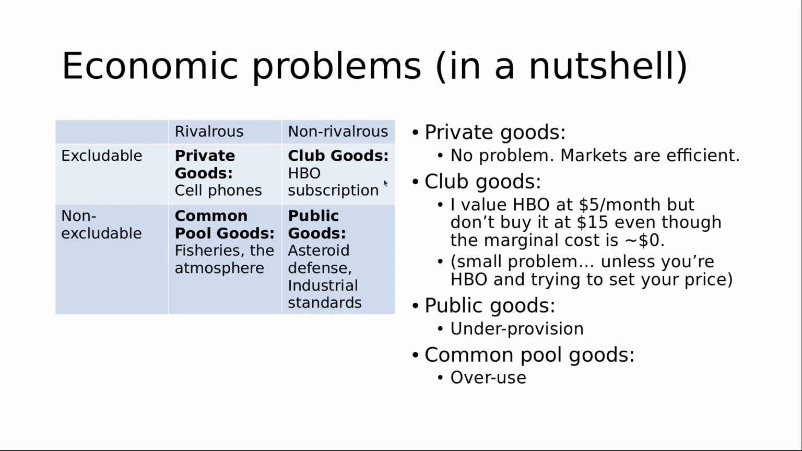HBO subscription would fit under a club good. So this is something that's excludable. You don't get it unless you pay for it. But it's also non-rivalrous. So like I said, I'm not using up a show when I'm watching it. But if you would value access to the good of HBO Max and you'd get $5 of benefit, it would cost HBO about $0 to provide that for you. So that means we've got a little tiny market failure. Not a huge one, but we're missing out on some potential gains from trade. Right?